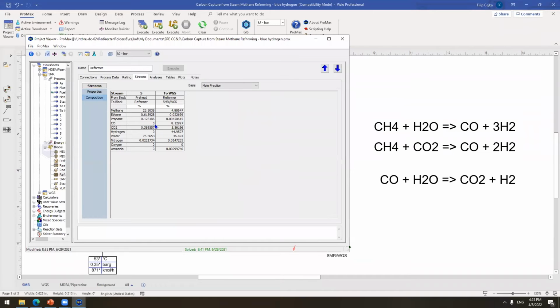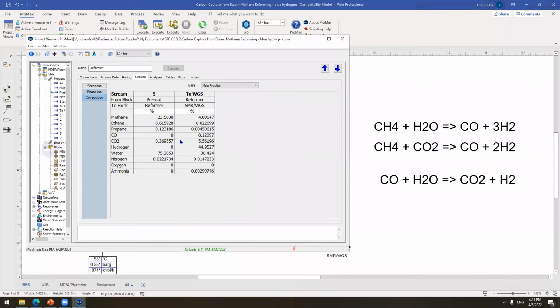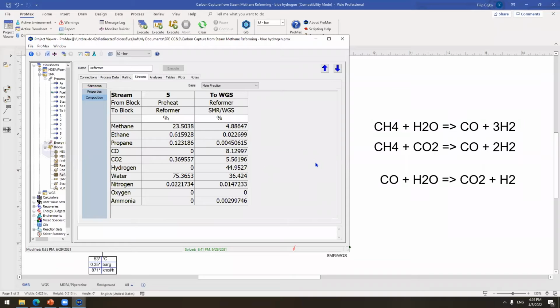I'm going to look at composition, and now you can take a better look at what's happening in here. You can see that the methane is actually decreasing, and that makes sense, right? Because the methane is reacting. Then there should be water. Water is also decreasing, right? That makes perfect sense. And then there will be some CO and CO2 formed. So it also makes sense that we are creating CO and CO2. And what we want to create is basically the hydrogen. So the hydrogen is created in here.